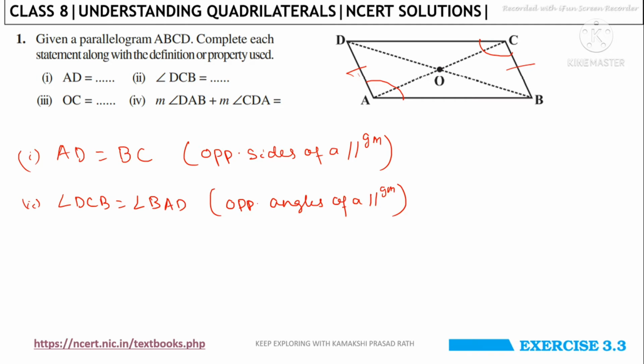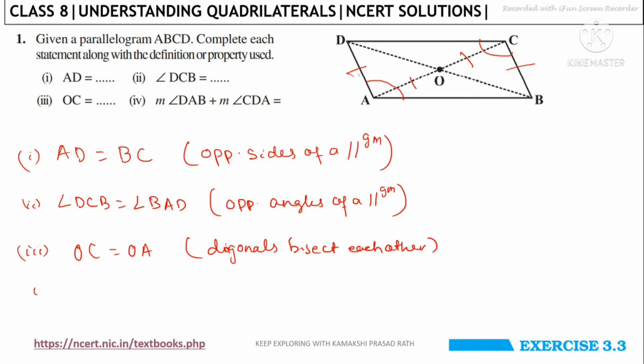The third one says OC. Now you can see here OC, this one. Now OC is equal to OA, as we know, in a parallelogram the diagonals bisect each other. So you can see here, O will be the midpoint of the diagonals. So diagonals bisect each other, so O is the midpoint. So OC will be equal to OA.